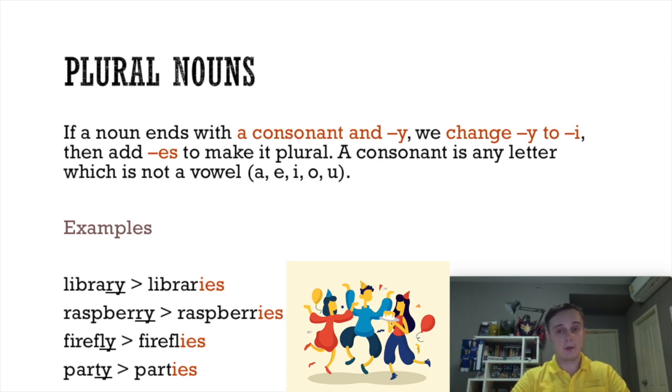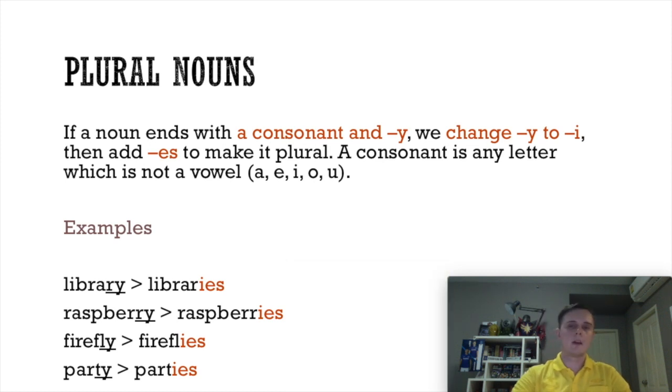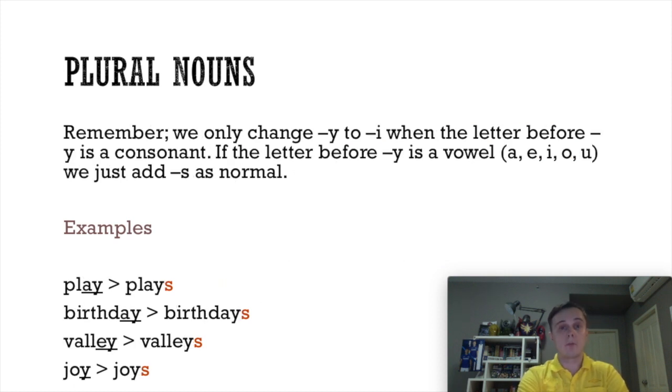Party ends with TY. T is a consonant, then we've got Y. So again, IES. Parties. One thing that you need to make sure you remember: you only change Y to I if the letter before Y is a consonant. If the letter before Y is a vowel, so A, E, I, O, or U, you just add S as normal. I've seen lots of students make this mistake where they see the letter Y at the end of a noun and think, oh, I need to change that to I. But you need to look at the letter before Y first to make sure.